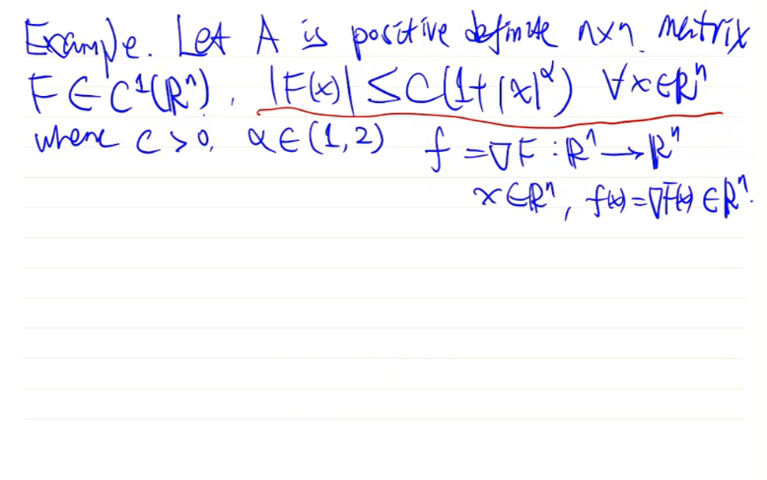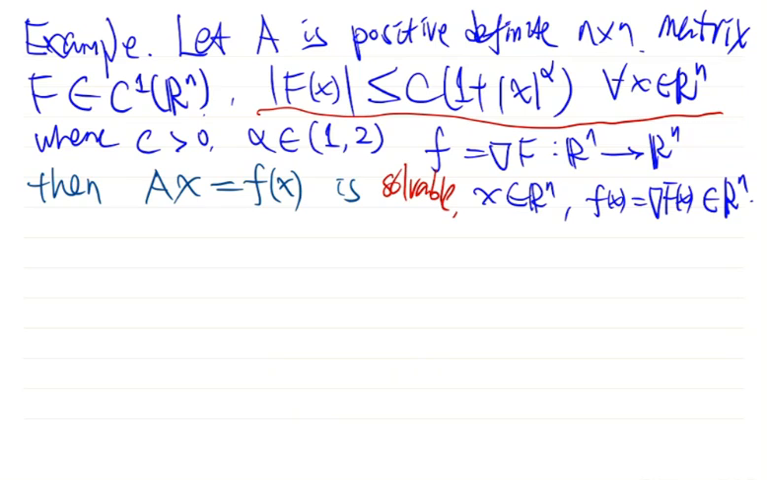Now we consider this equation. Our conclusion is that Ax equal f of x is solvable. Solvable means that there exists a solution. There is some x such that Ax equal f of x. A solution exists. So this is a nonlinear algebraic equation.